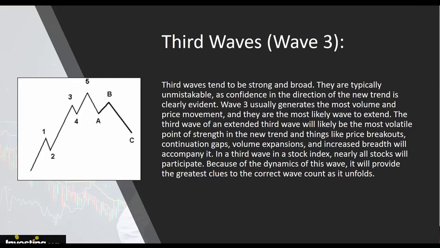Wave 3 usually generates the most volume and price movement. They are the most likely waves to extend. The third wave of an extended third wave will likely be the most volatile point of strength in the new trend, and things like price breakouts, continuation gaps, volume expansion, and increased breadth will accompany it. In the third wave in a stock index, nearly all the stocks will participate because of the dynamics of the wave. It will provide the greatest clues to the corrective wave that is about to unfold.